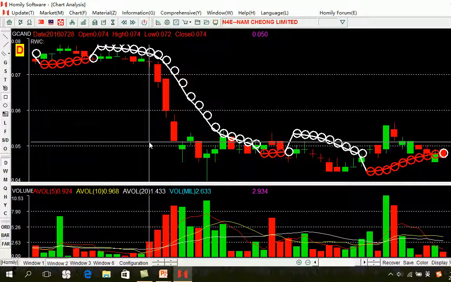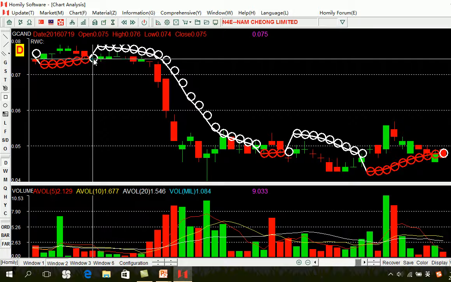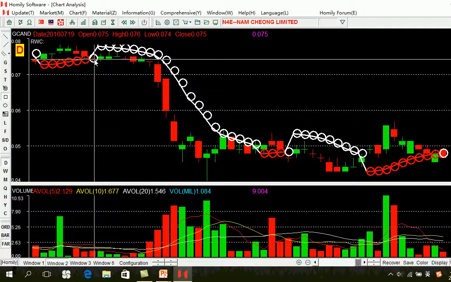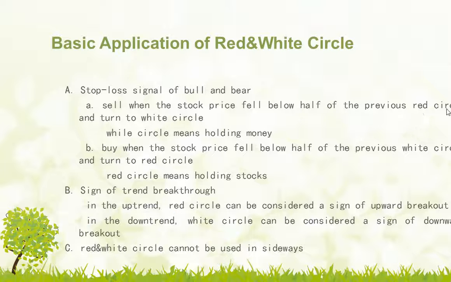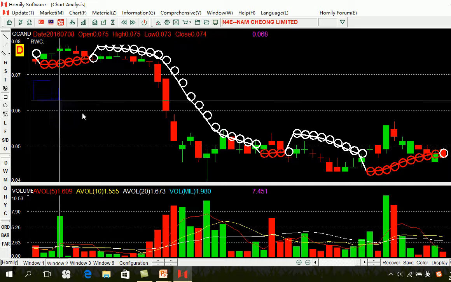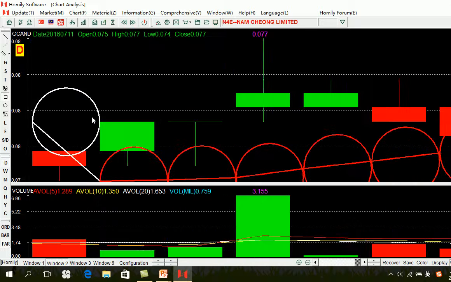Okay. So let's see this chart. This one, if you see the stock price fall below half of the circle, half of the white circle, you should sell quickly. So maybe here you still keep it. Then we can see here, when to sell. This is still the red circle, right? Then if you see the next day, the close price falls below half of the last red circle, you should sell.